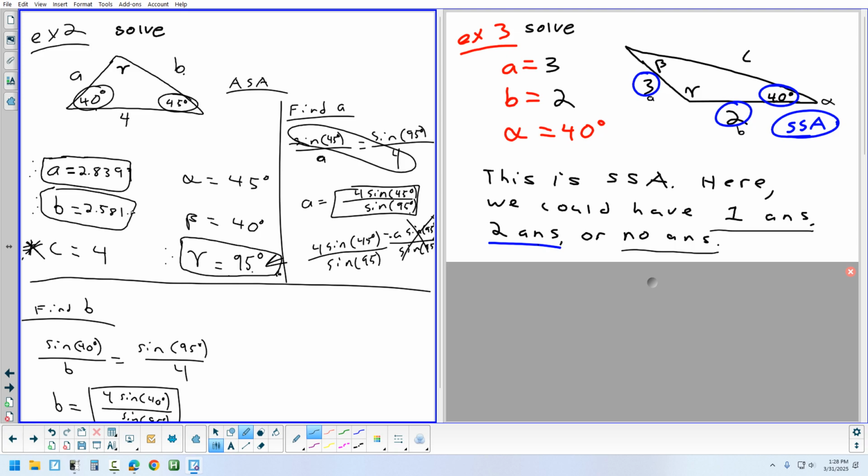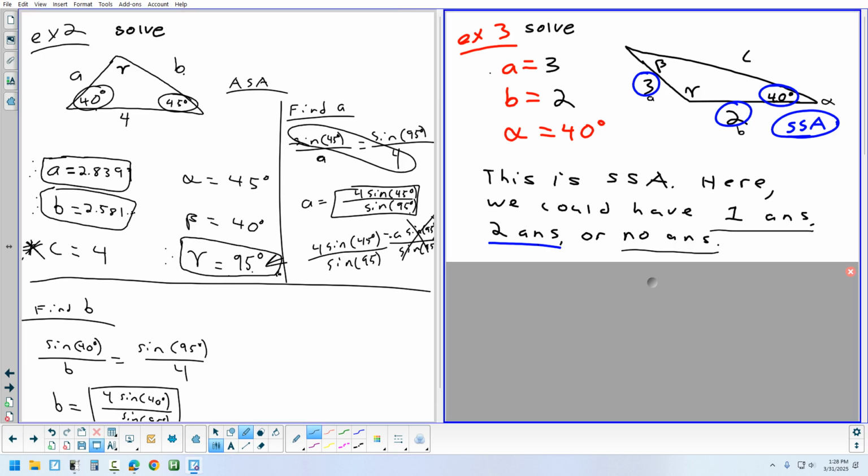Now, as far as the information that's given, you never have to worry about what they gave you. What they gave you is done. You don't have to try to figure out what the other answer could be for A. There is no other answer for A. A is 3, B is 2, alpha is 40. Those three things are completely done.